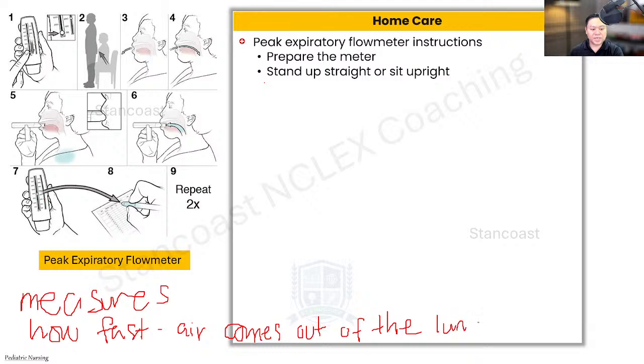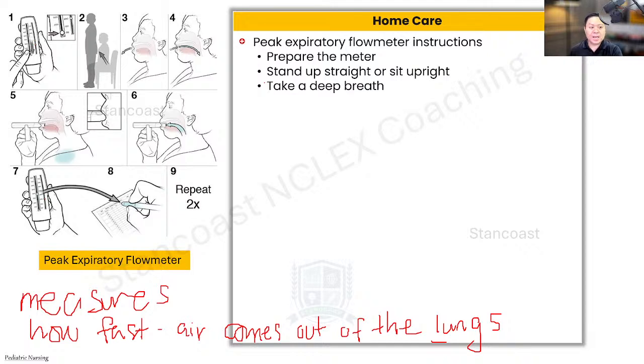So that is the reason why they need to use this device. It will measure how fast the exhaled air comes out from their lungs during a forceful exhalation. So this is the reason why we need to determine this. Now, this is something that they need to use at home much more frequently if they have an exacerbation of the asthma attack.